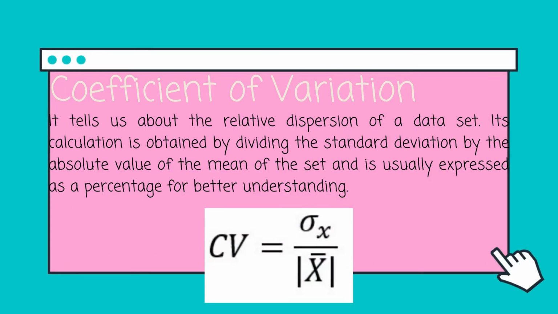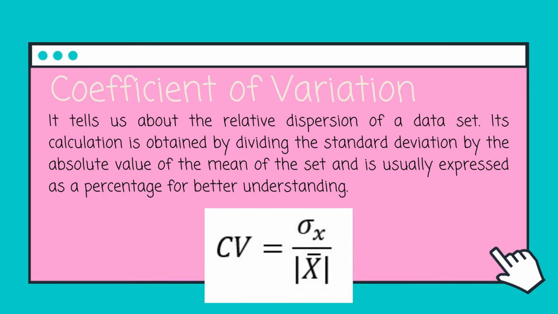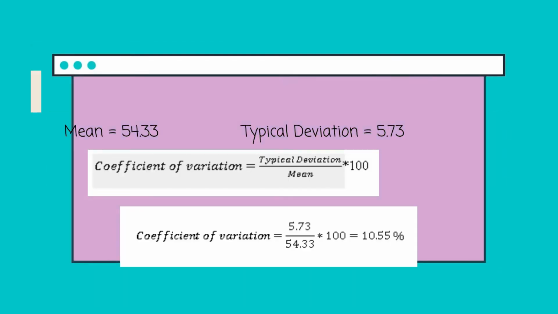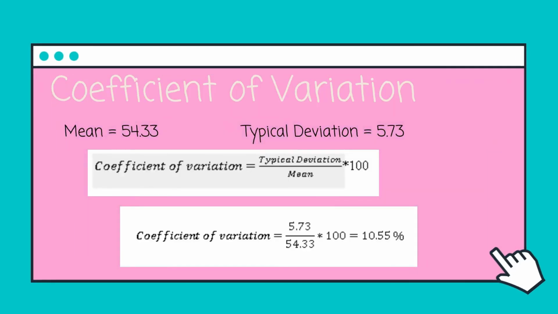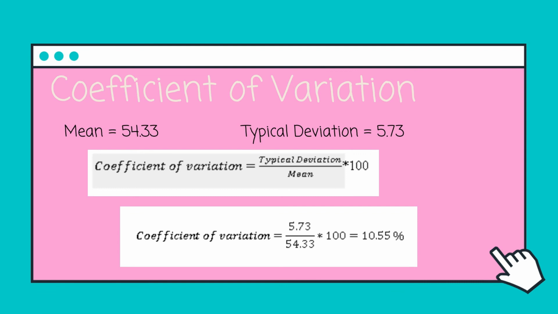Finally, we are going to talk about the coefficient of variation. It tells us about the relative dispersion of a data set. Its calculation is obtained by dividing the standard deviation by the absolute value of the mean of the set, and it is usually expressed as a percentage for a better understanding. To understand this better, I'm going to use the same example because we have the mean, which is 54.33, and the standard deviation, which is 5.73.